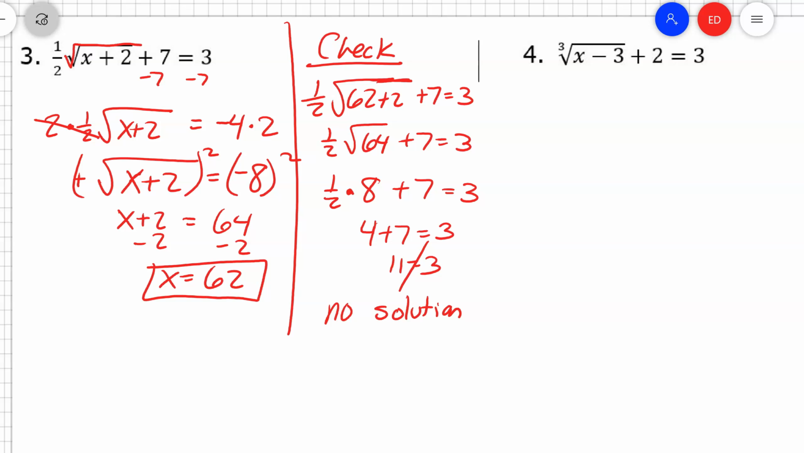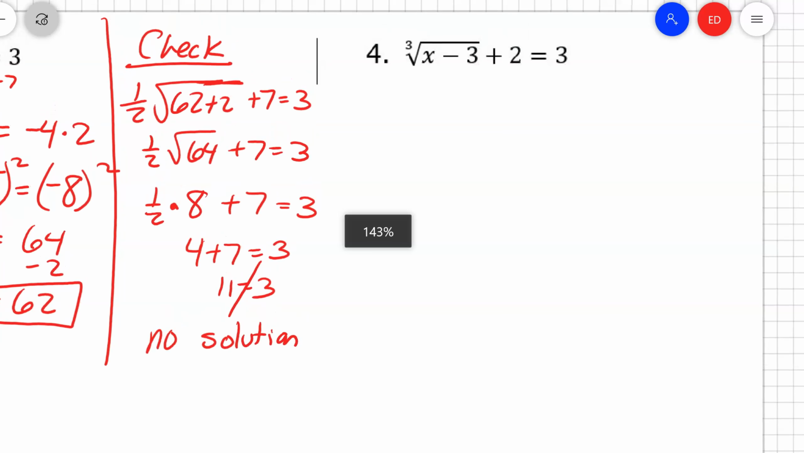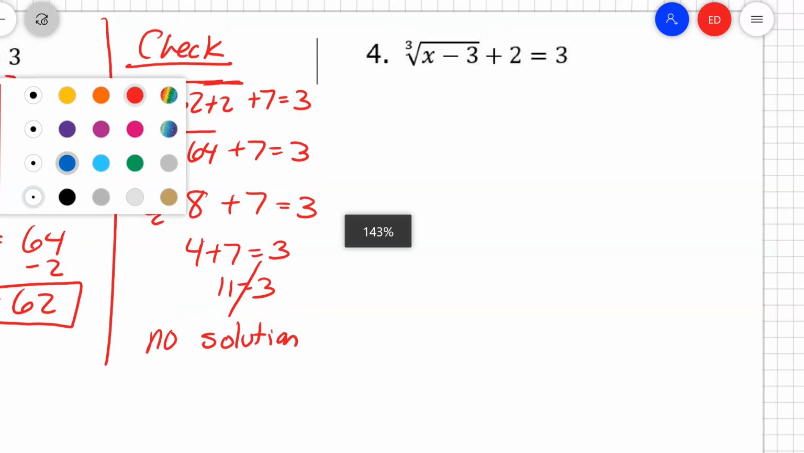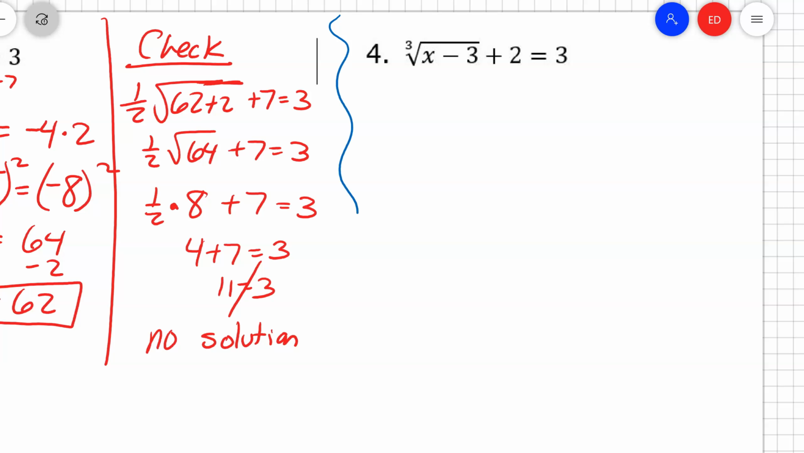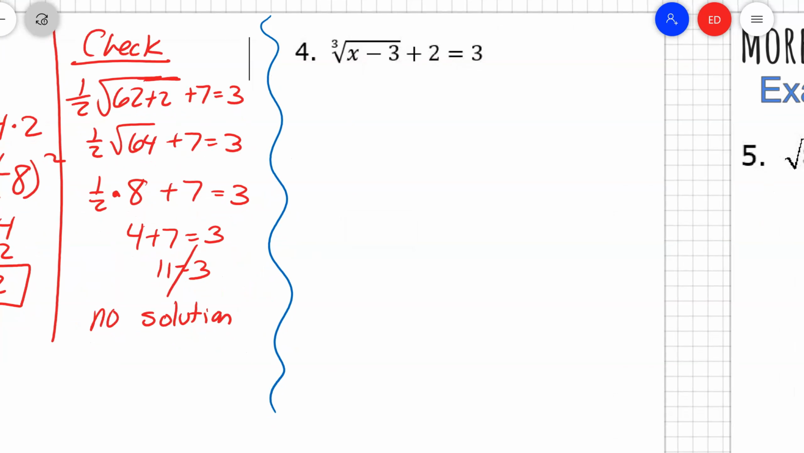Okay, so let's go ahead and take a look at number 4. So looking at number 4, I'm going to change the color pen. Here we go. With number 4, we need to isolate the radical. And the way that we're going to do that is this plus 2 needs to go to the other side. So we're going to go ahead and subtract 2 from both sides.